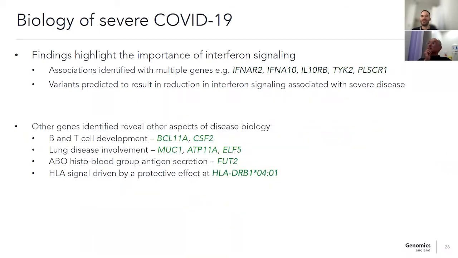And we also identified several other genes, and some words for those genes and their groupings is that they are involved in B and T cell development. Also lung disease involvement, and ABO histo-blood group antigen secretion. And finally, as I mentioned, the HLA signal that is driven by a protective effect of HLA-DRB1. And just to mention that for this particular signal, there has been another paper in July, Langton et al. 2021, that also found similar effects, but not in a genome-wide study as we replicate here.